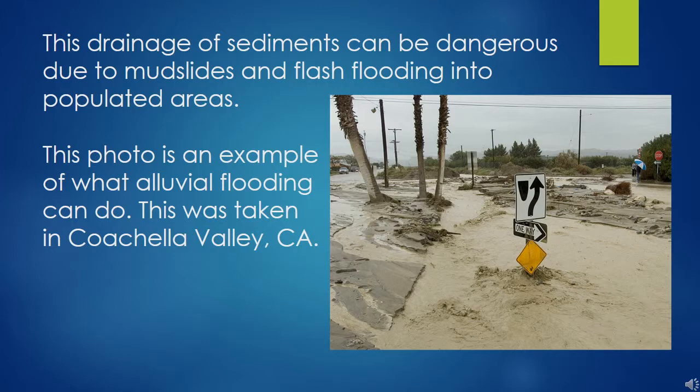Take Coachella Valley, California, for instance. It's tucked tightly between the San Bernardino Mountains and the Santa Rosa Mountains, and the photo to the right is an example of what that sediment drainage can do to a little town tucked in between mountains like that.